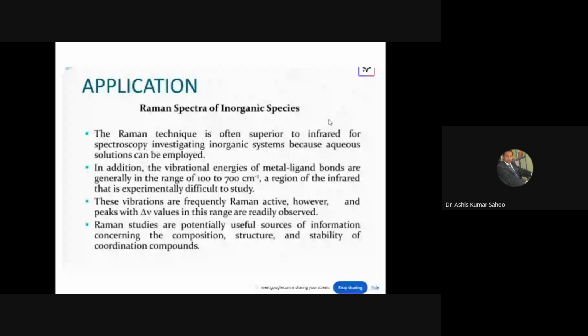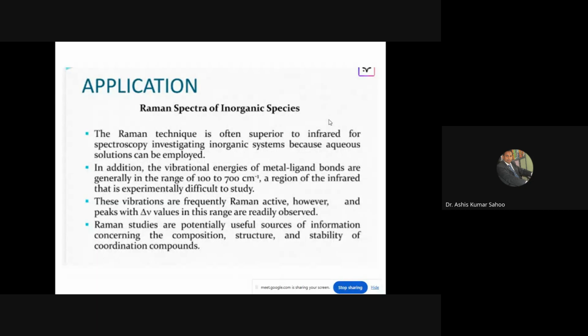So what are the applications of Raman spectra? Raman spectra can be used for the determination or analysis of inorganic species. The Raman technique is often superior to infrared spectroscopy for investigating inorganic systems because aqueous solutions can be used. But in infrared spectroscopy, we can't use the aqueous solution.